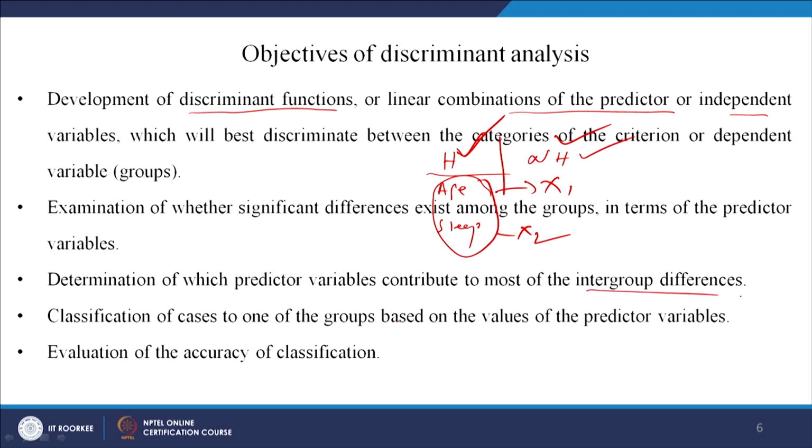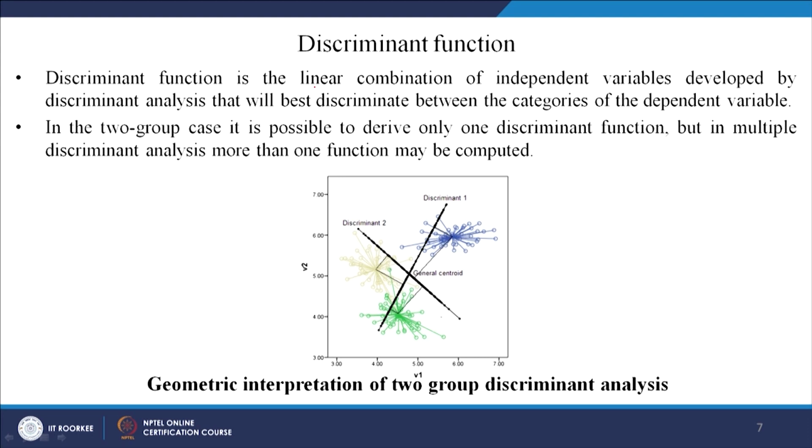Classification of cases to one of the groups based on the values of the predictor variables, and another objective is to evaluate the accuracy of classification. This was the same as in logistic regression also, right. So, the discriminant function is the linear combination of independent variables developed by discriminant analysis that will best discriminate between the categories, the 2 or 3 or 4 categories, whatever you have. But you should not have too many categories, as it will create confusion. In the 2 group case, it is possible to derive only one discriminant function, but in multiple discriminant analysis more than one function may be computed.